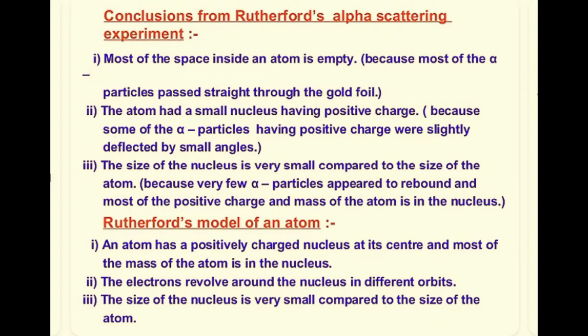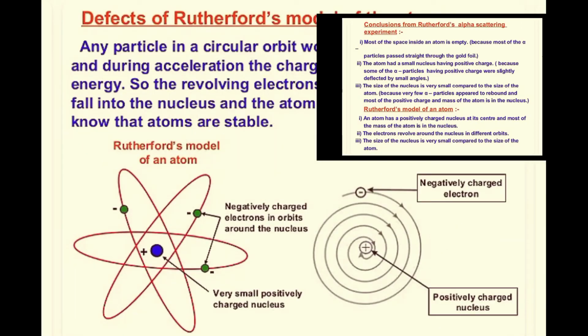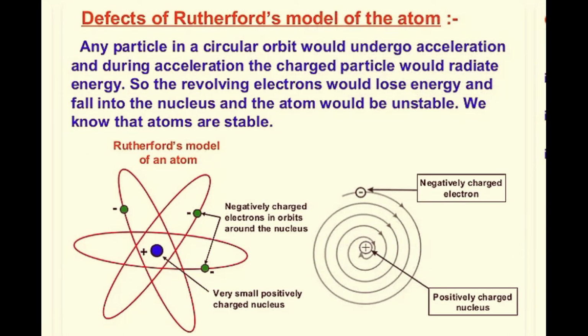Rutherford's model of an atom. First, an atom has a positively charged nucleus at the center, and most of the mass of the atom is in the nucleus. Second, the electrons revolve around the nucleus in different orbits. Third, the size of the nucleus is very small compared to the size of the atom. This was the Rutherford atom, and now we are moving to the next topic.